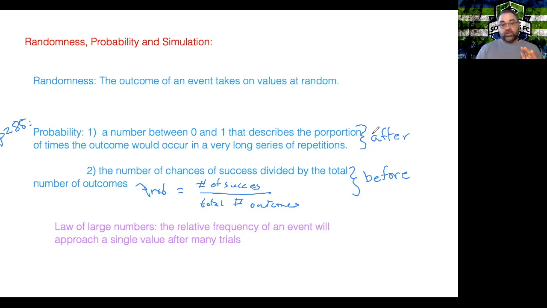Now, the law of large numbers tells us that these two definitions of probability eventually come together. After a while, with a very long series of repetitions, you will have a good idea of what the probability of the total number of successes divided by the total number of outcomes is going to be. Okay, so it's sort of like the first definition converges, if you are a calculus student, or approaches a single value after many trials. And it's the one that people sometimes get mixed up with the law of averages.